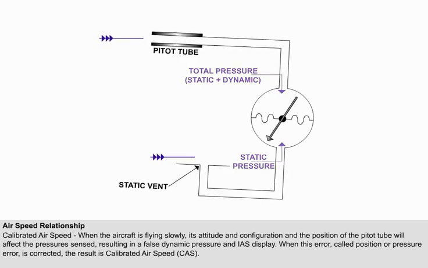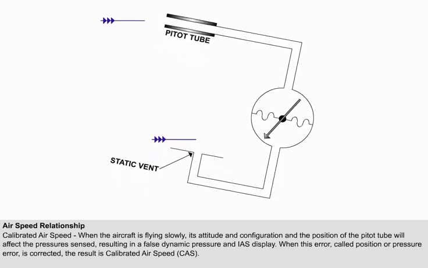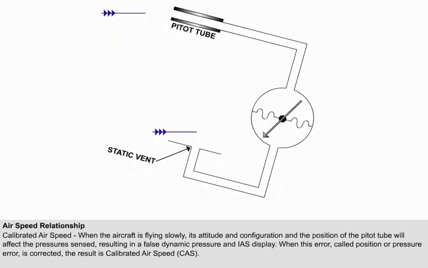The position of the pitot tube and static vents, and the aircraft's undercarriage and flap position, or configuration and attitude, will all affect the pressures that are sensed, particularly those at the static vents. Under these conditions, a false dynamic pressure will be sensed, resulting in a false IAS display. When IAS is corrected for this error, which is known as position or pressure error, the resultant speed is calibrated airspeed, CAS. The error may be placarded in the cockpit or in the flight manual, and will include known instrument error.